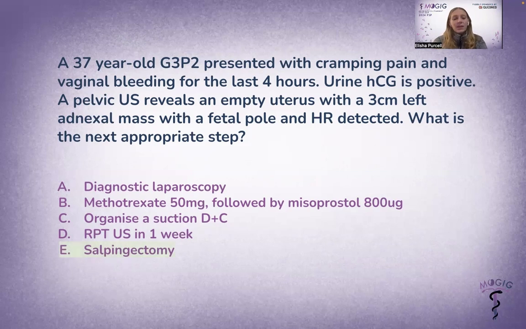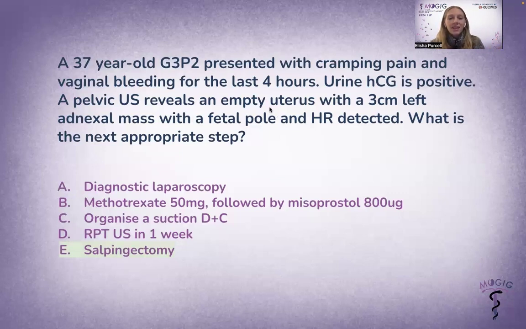So the answer to this one is a salpingectomy. Key things you have to remember when you go through any case like this: they've got cramping, bleeding. Well, first, are they pregnant? Yep, they've got a urine HCG that is positive. That tells me they're pregnant. The next thing we're considering is, do we know where this pregnancy is? Is it intrauterine or is it not intrauterine?